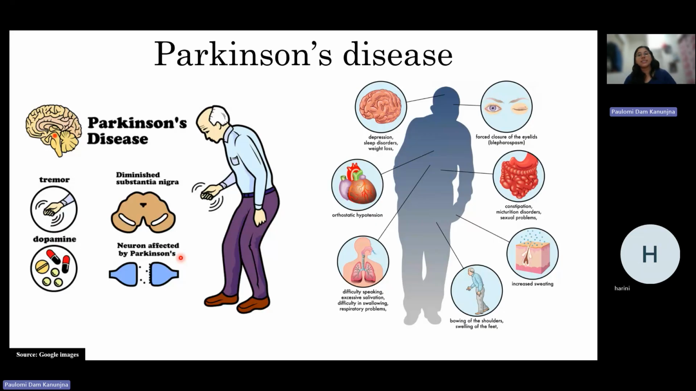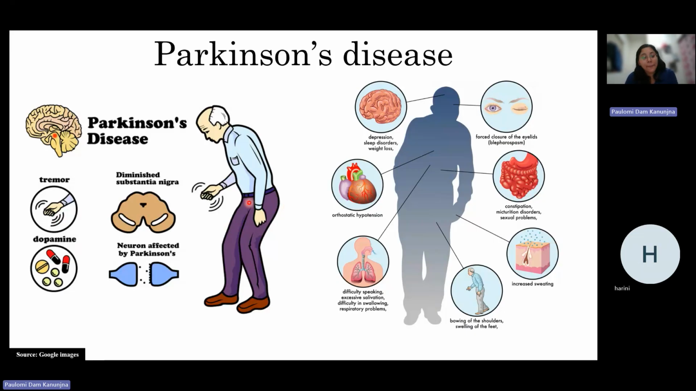So if you see a Parkinson's patient, you will see symptoms which include tremor. Tremors are basically shaking of your hand or shaking of your body, right? You will also see closure of eyelids, constipation, sweating. These are all the symptoms that you can associate with Parkinson's. Tremor is one of the most visible and obvious signs of Parkinson's.